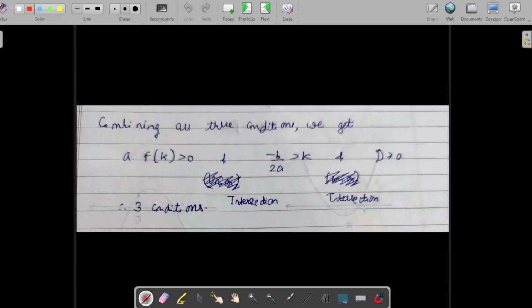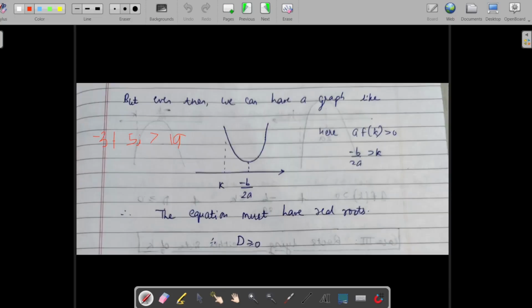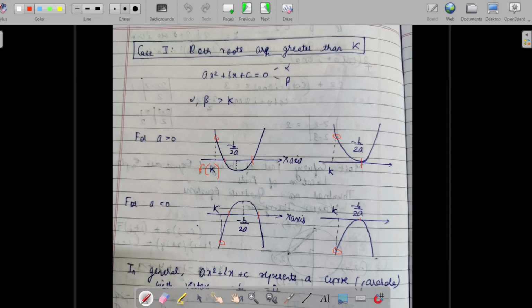Combining all this, we get three conditions, and so it is an intersection, it is not a union. The first thing is a into f of k has to be greater than 0, and minus b by 2a has to be greater than k, and D has to be greater than or equal to 0. When you have these three conditions, both roots will be greater than k. So don't worry, all the cases will not have this many conditions.